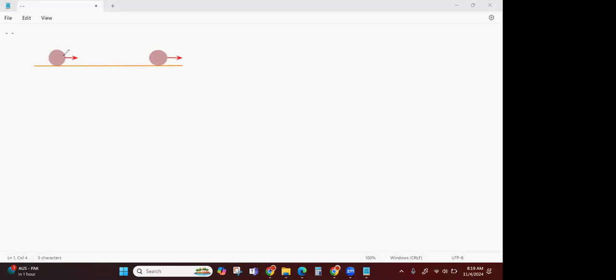Okay, let's consider an object. Initial velocity is u. That means at the time t equals 0, at this moment we hit the stopwatch. Stopwatch starts running from 0, right? And let's consider the time taken is simply t, and the velocity is v. And the displacement within this time interval is considered as s. That is the displacement.